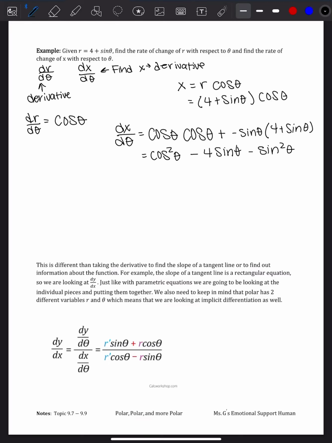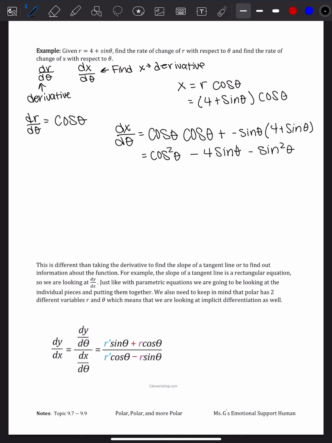So let's talk about dy over dx. When we do dy over dx, we're doing the derivative of y with respect to x. But in the case of our polar functions, our x and y functions are going to be in terms of theta. So when we do that dy over dx, we need to find the derivative of y with respect to theta and divide it by the derivative of x with respect to theta.